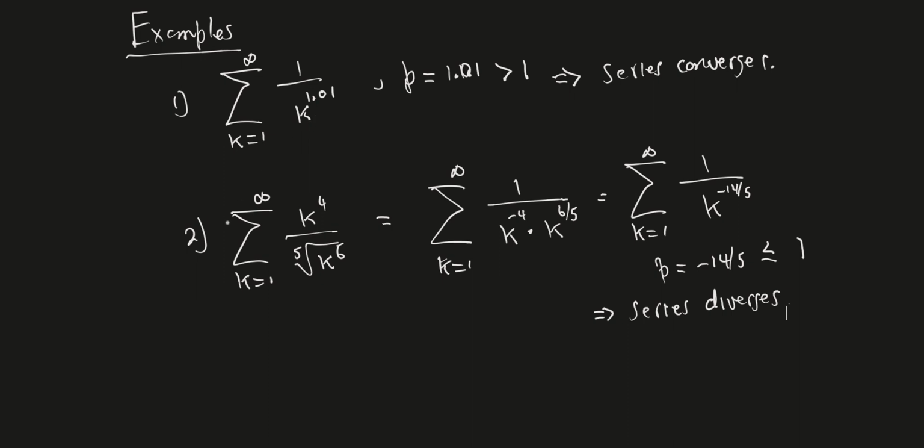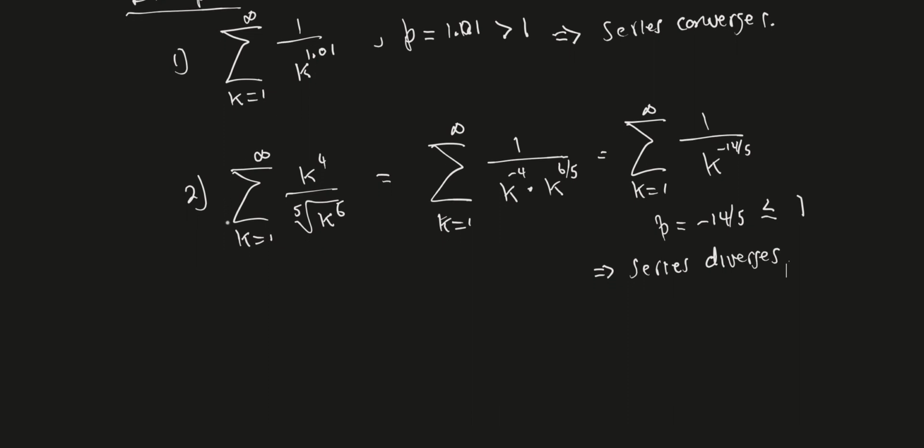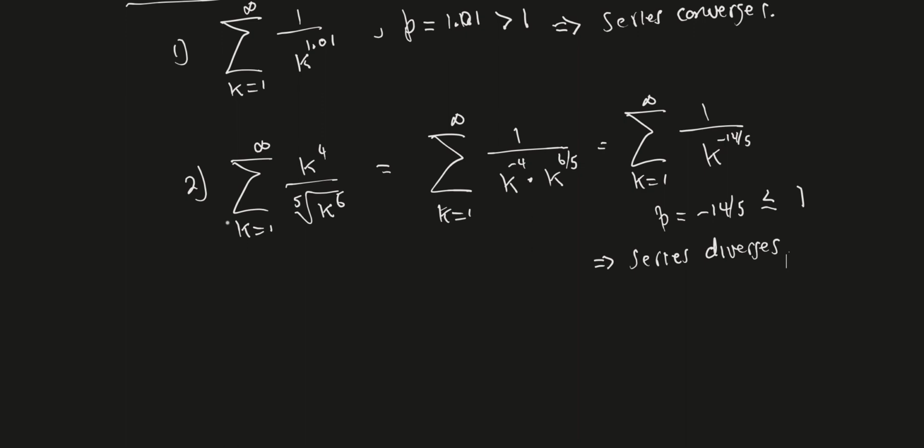Now, there is a special case of the p-series that is worth mentioning, and that's when p is equal to 1, so right at that cutoff point. When p is equal to 1, we get what's called the harmonic series.